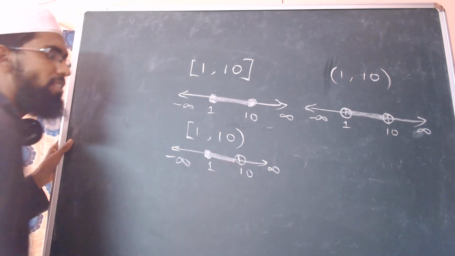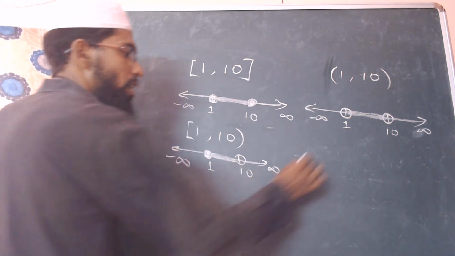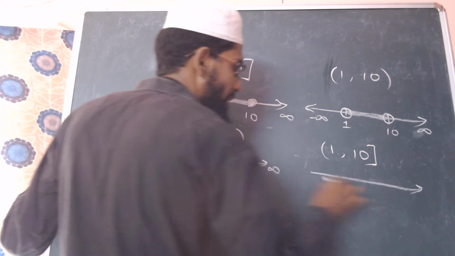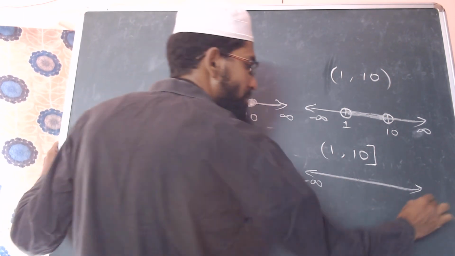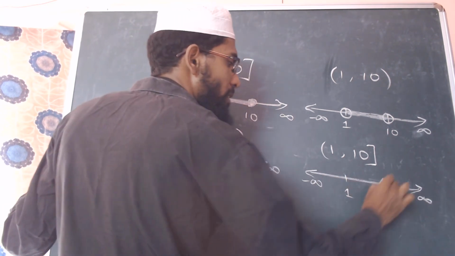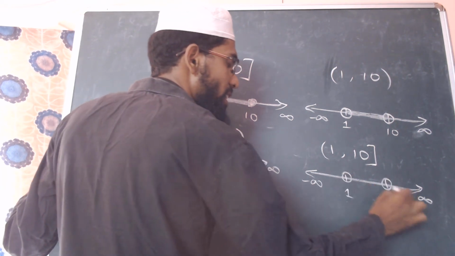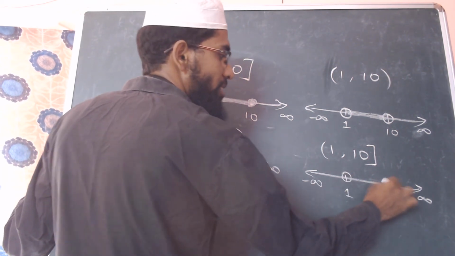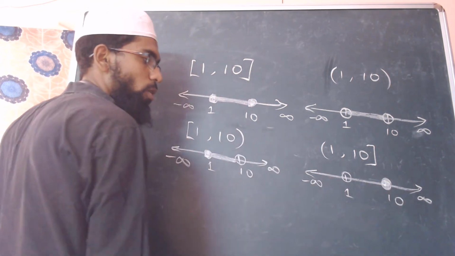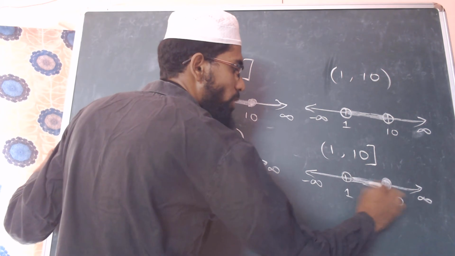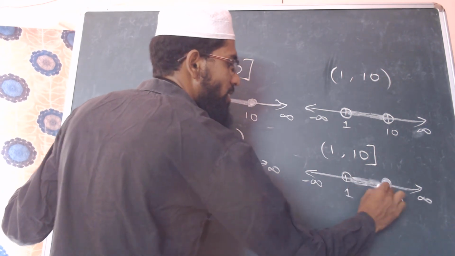Okay, yes, right. Now 1 is not included, 10 is included. How will you draw the number line? Minus infinity, plus infinity, 1, 10. Circle here, you must color 10, shade 10, and 1 must be left as a hole. Because 1 is not included, 10 is included, and the numbers in between are included, so just highlight like this. Got it?